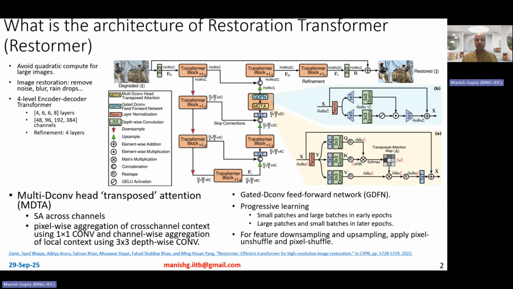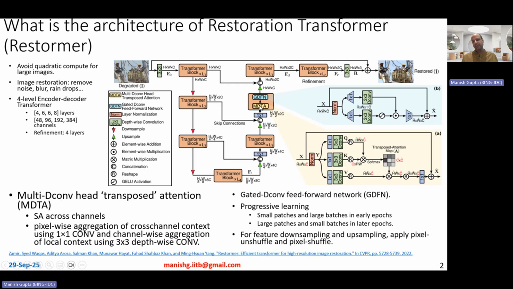And that basically leads to the downsampling and upsampling that you see in this multi-level network. Now, to talk in a little more detail about each of these transformer layers, it basically does self-attention and feed-forward as is usual. But self-attention is changed to MDTA, which is multi-depthwise convolution-based head transposed attention.